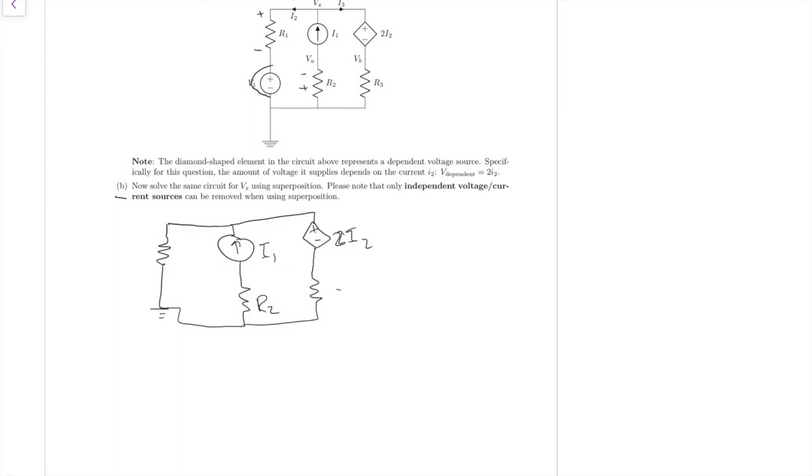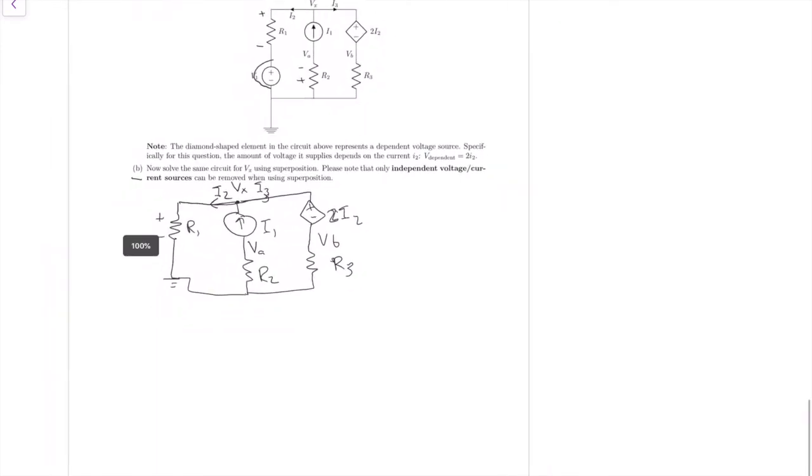Okay, I believe I got everything. Let me do some labeling. And we're still looking for this Vx. Cool. So I believe that's it. We're going to use pretty much the same strategy, except node voltage analysis is going to be a lot easier now that we've removed one of the sources. And so here's what we can do. We can write out our node equations.